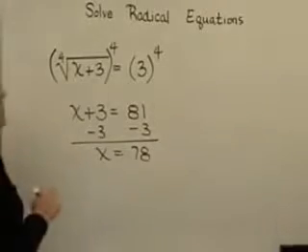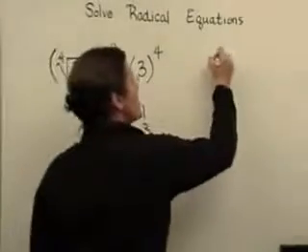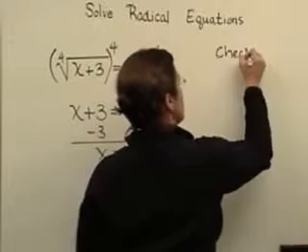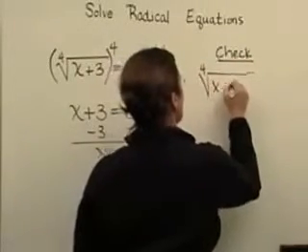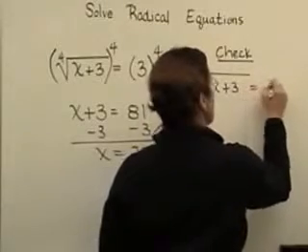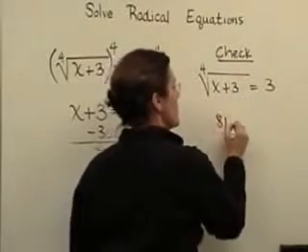Again, I'll check it fairly quickly. My original equation said the fourth root of x plus 3 equals 3, and I'm going to put an 81 in.